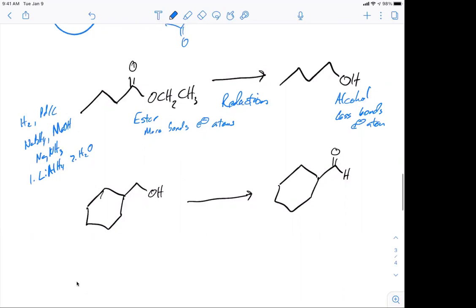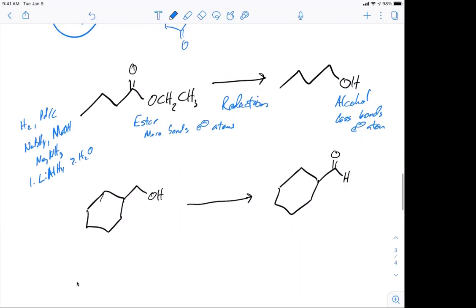So what I'm trying to demonstrate here is just, you know, think about what all my reducing agents are. Have we seen hydrogen and palladium with the carbonyl? We have, but only with ketones and aldehydes, right? So not with an ester. Sodium borohydride and methanol or ethanol: well, the sodium borohydride is too weak to react with the ester, right? Or the carboxylic acid. So we know, although it does react with carbonyls, it doesn't react with esters.